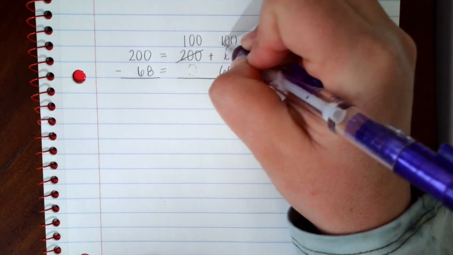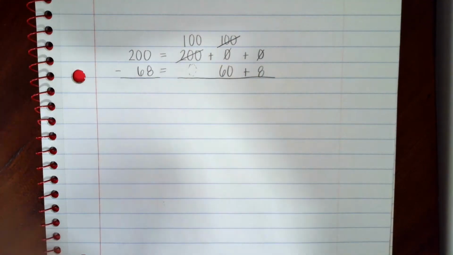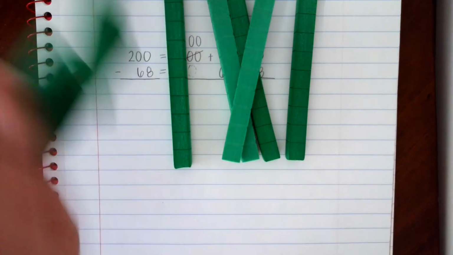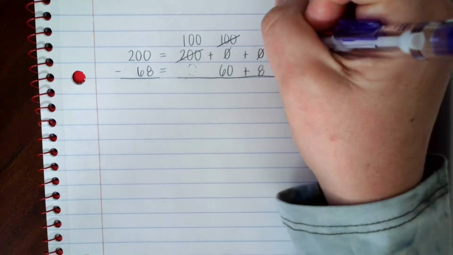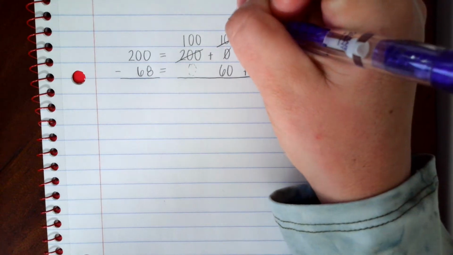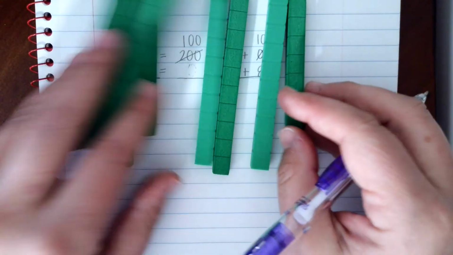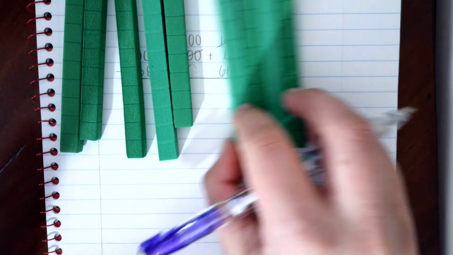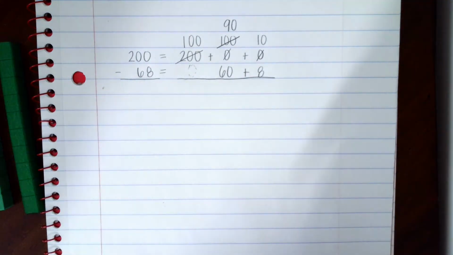And now I can take my 10 tens and bring back 10 ones. So here I have 10. And here I'm left with 90. Remember that? Once I took away one of my tens and exchanged it for ones, I had 90 in my tens place, 9 tens.